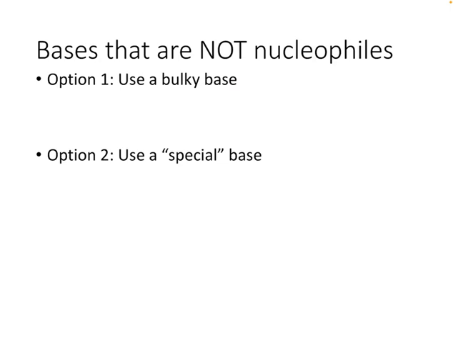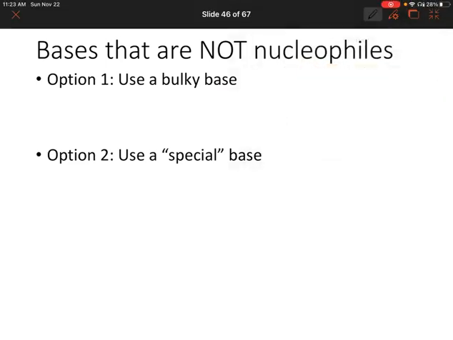All right, so let's look at bases that are not nucleophiles. Remember in the last lecture, we said that nucleophile size matters. So if you have something that's really bulky, that won't be a good nucleophile. However, size doesn't matter for bases. So option 1, you could use something that's really bulky, and then it will act as a base, and it won't act as a nucleophile. So one option is something called tert butoxide.